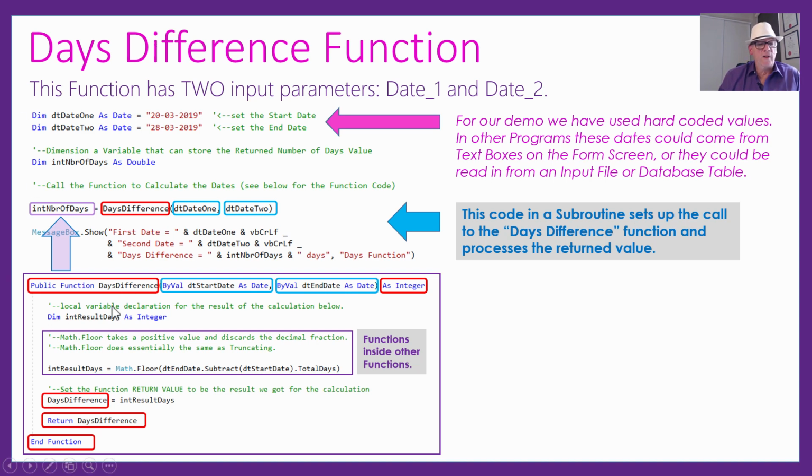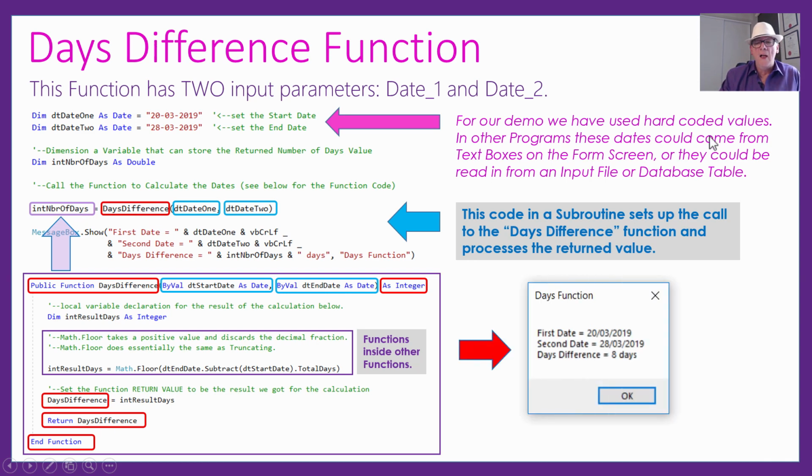So notice we call the function days difference, so days difference has to be the thing that gets returned back up to here. When it is returned back up to the subroutine, it'll go into int number of days. And on our screen, because remember we're just doing this with message boxes and hard coding inside the program, this is what it did. It popped up a message box, told us the first date was the 20th of the 3rd, the second one was the 28th of the 3rd, and the days difference, as we'd expect, is 8 days between those two dates.